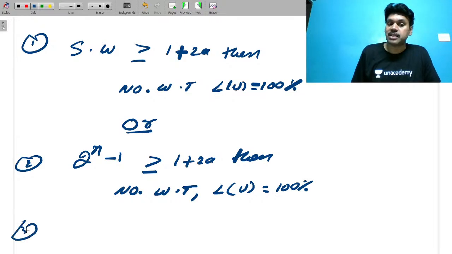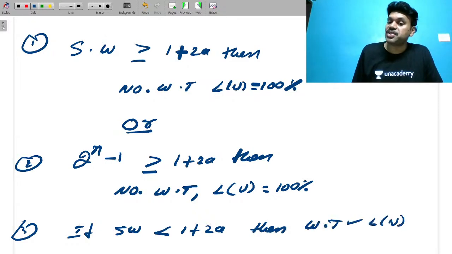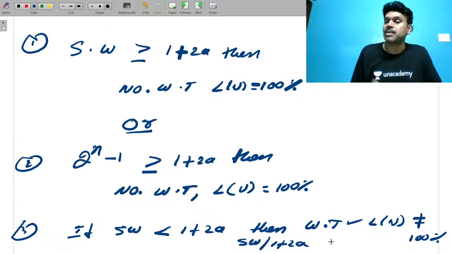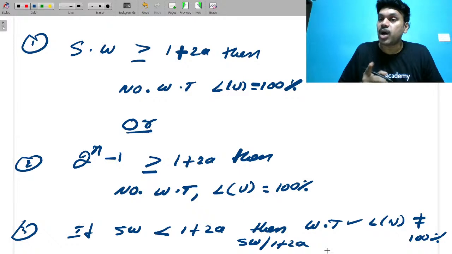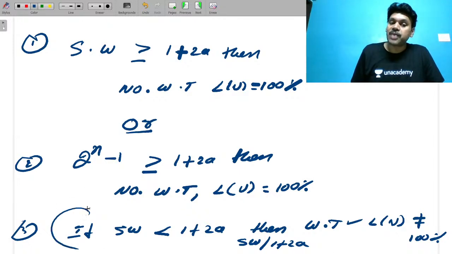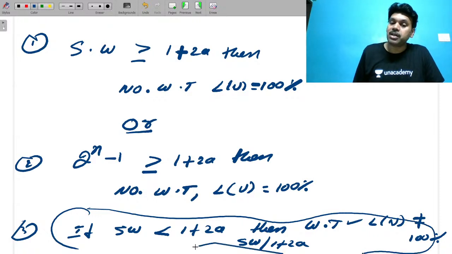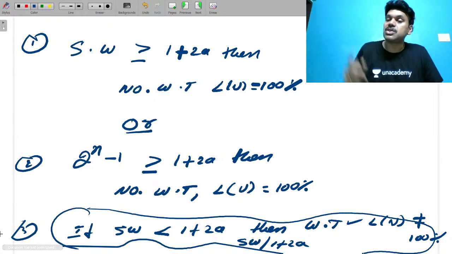But limitation, what is that? If sender window size is less than 1 plus 2a, then problem starts. Then waiting time is there, then efficiency is not equal to 100%. How much is it? Your sender window size divided by 1 plus 2a. That's why sliding window protocol is not completely free from waiting time. There is an exception. This is the only exception. If n bit value restricts you from sending completely up to 1 plus 2a, then your waiting time is mandatory and your efficiency is also going to go down.